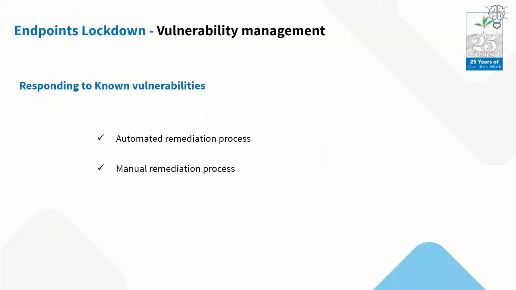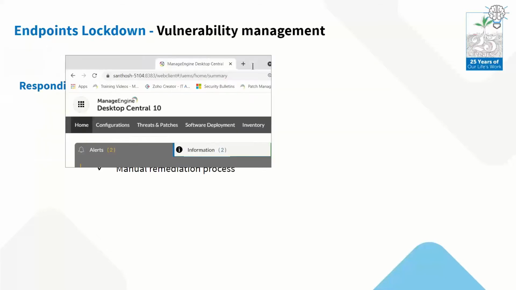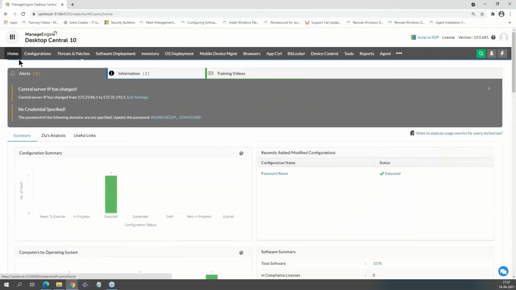Let's go into the product first. The first one that I'm going to talk about from a ring of security is the vulnerability management and remediation, right? How do I respond to the known vulnerabilities and the unknown vulnerabilities? Let's go directly into the product to give you a better idea. So this is Desktop Central Unified Endpoint Management suite, which has all the capabilities of management and security in one place. You can see threats and patches for vulnerability assessment and management.